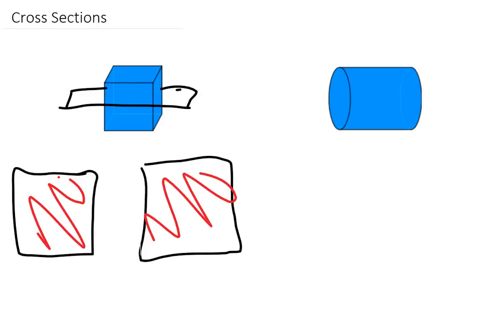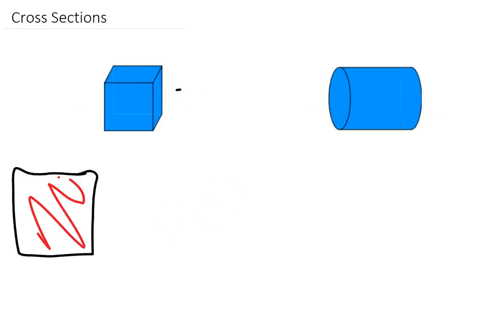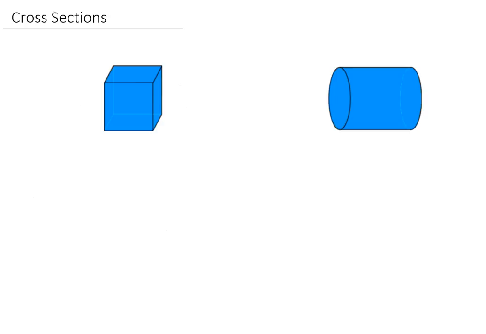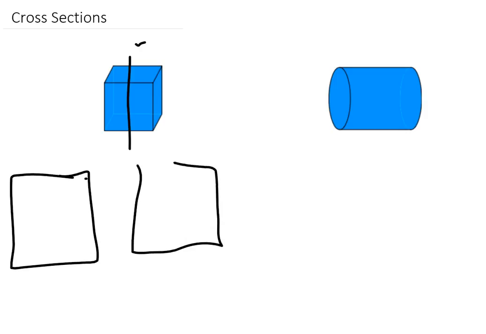Now, if we erase that real quick, the vertical cross-section, or the cross-section perpendicular to the base, would be the cross-section resulting from using this line. And since it's a cube, it's going to give me the same thing. It's going to result in two squares. So those two are actually pretty simple.